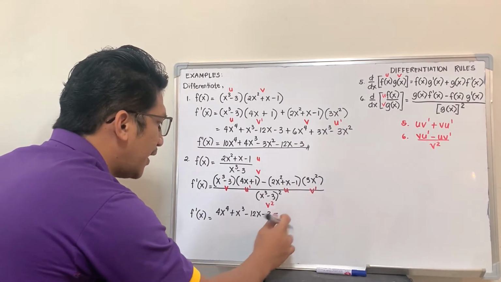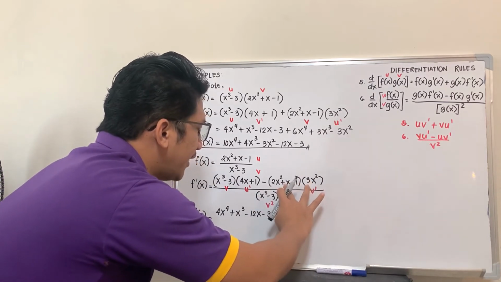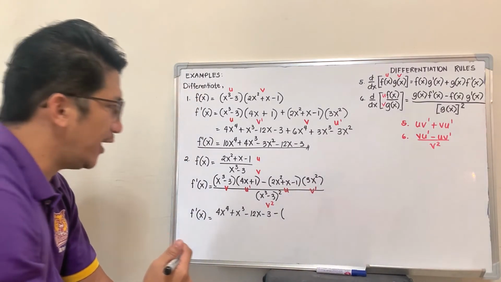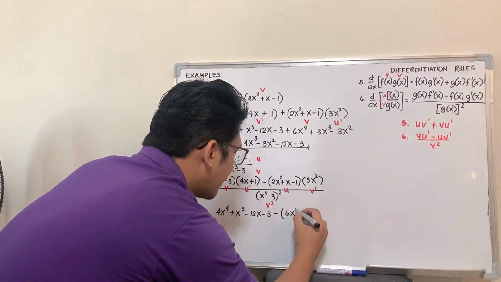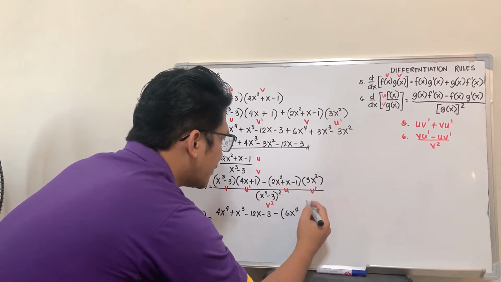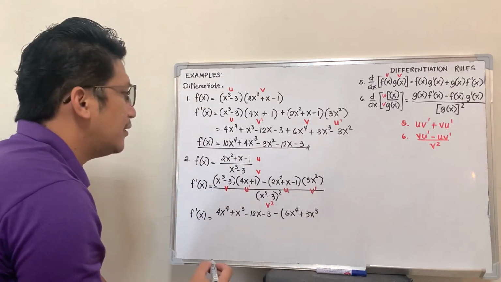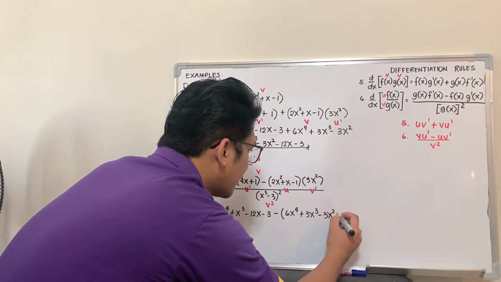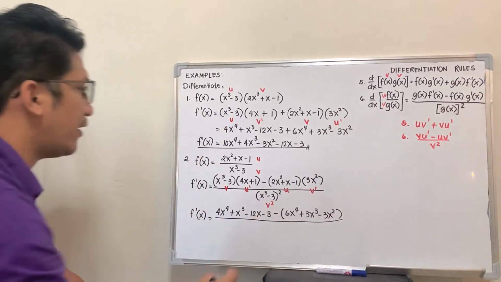Because it is negated, there is a minus in front of it. Whatever the result when you multiply these two factors, keep it in one parenthesis. So 2x squared times 3x squared gives 6x raised to 4. Then x times 3x squared is plus 3x cubed. Then negative 1 times 3x squared gives minus 3x squared, all over the denominator squared.